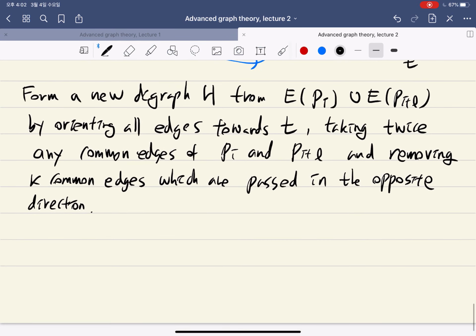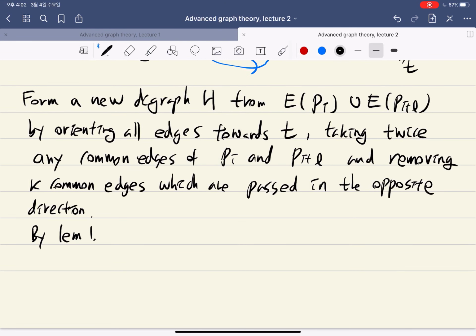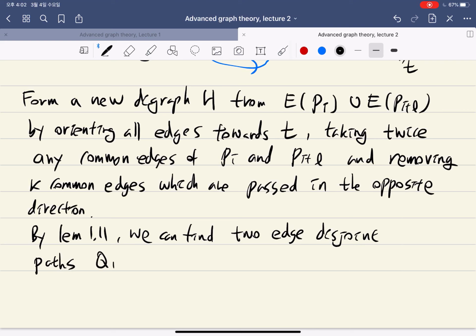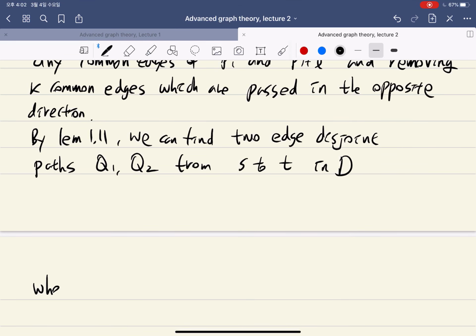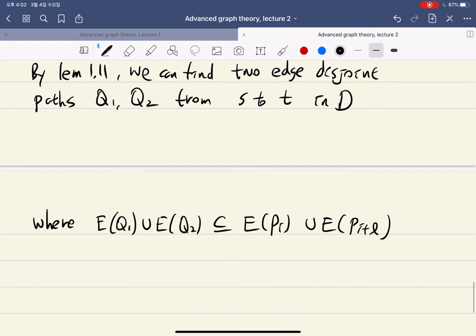So by Lemma 1.11 we can find two edge-disjoint paths Q1 and Q2 from S to T in D, where the union of those edges actually lies in the union of these two paths.